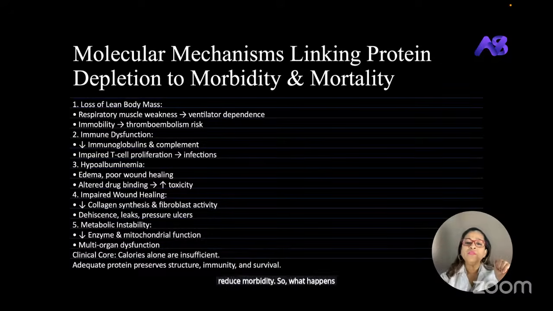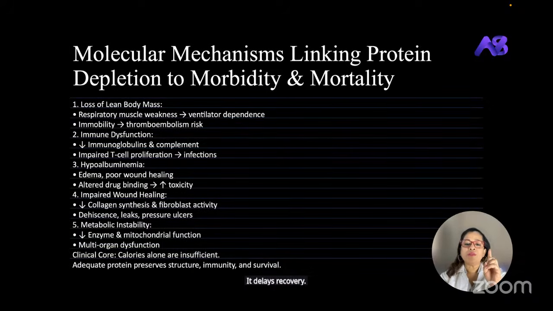So what happens in a critically ill patient? There is immune dysfunction. Protein depletion does cause reduced immunoglobulin production, reduced complement proteins, and impaired T cell proliferation. Now this impaired T cell proliferation results in a higher infection rate, and therefore it delays recovery.